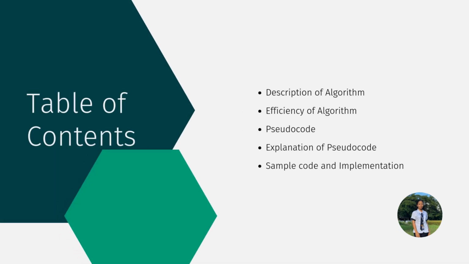The content of this topic is the description of the algorithm, which will be explained by Devon Sagi, and the efficiency of the algorithm, which will be discussed by Rana San Andres, followed by the pseudocode and its explanation, which will be discussed by Aliyah Aguinaldo. Lastly, the sample code and the implementation of the cocktail sort will be explained by Eric de Belen.